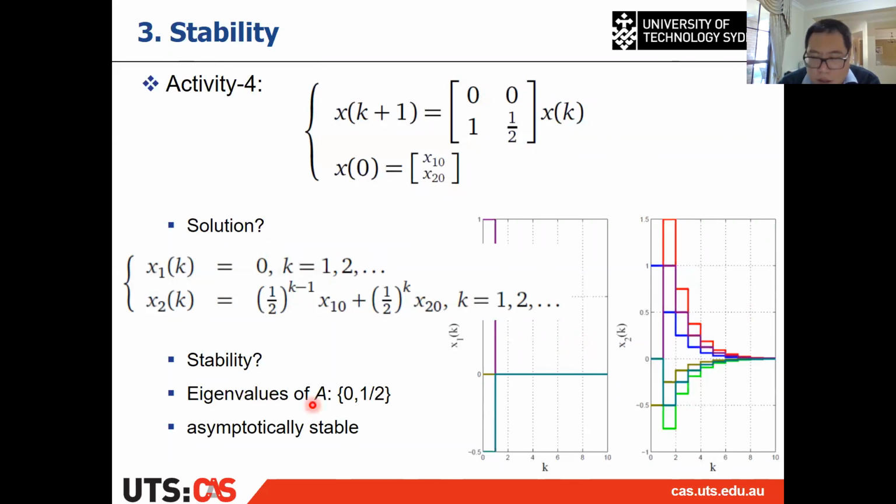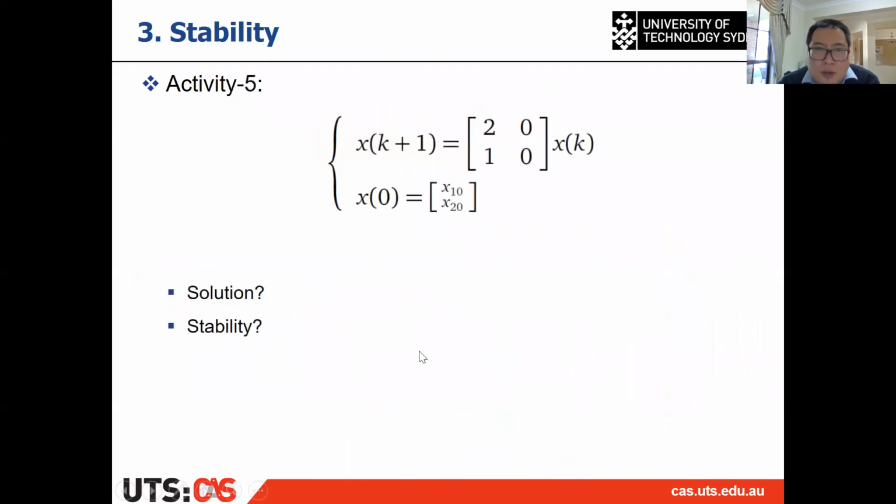Then for the eigenvalues of A, we calculate and there are 2 eigenvalues. One is 0, the other is 0.5. Both of the eigenvalues are between -1 and 1, which means it is stable. It is asymptotically stable, and it is stable, right? So this is activity 4.